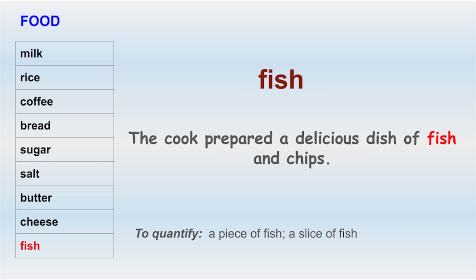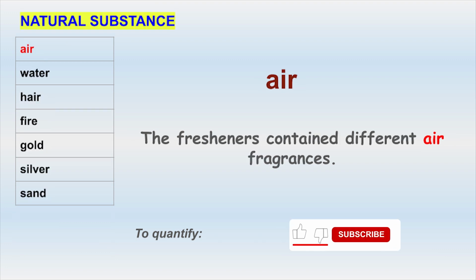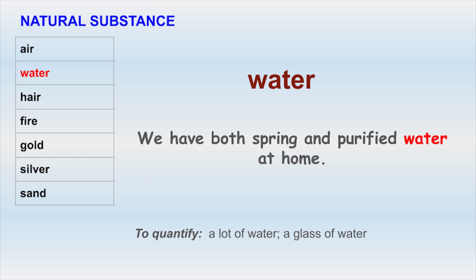Fish. The cook prepared a delicious dish of fish and chips. We may say a piece of fish or a slice of fish. Now let's go on to the category called natural substance. Air. The fresheners contained different air fragrances. Water. We have both spring and purified water at home. To quantify, we may say a lot of water or a glass of water.